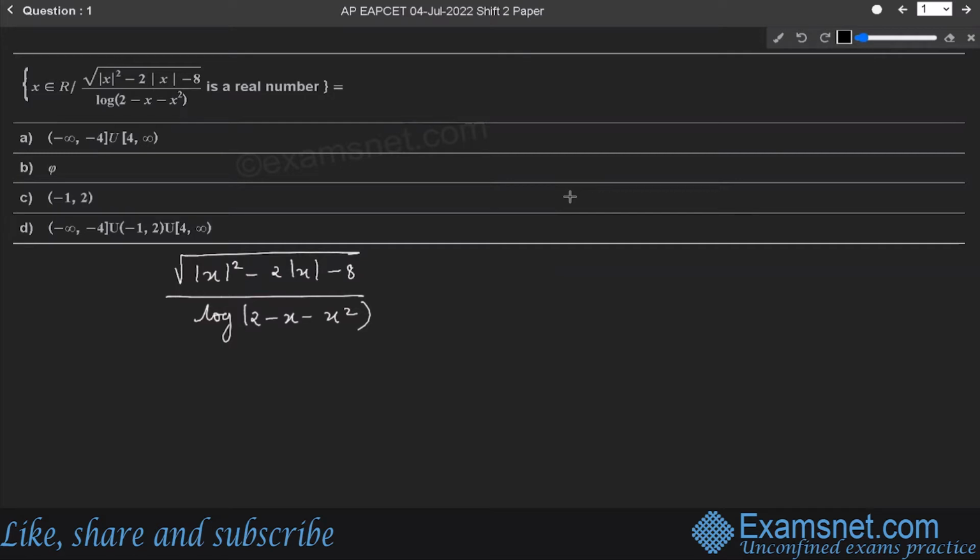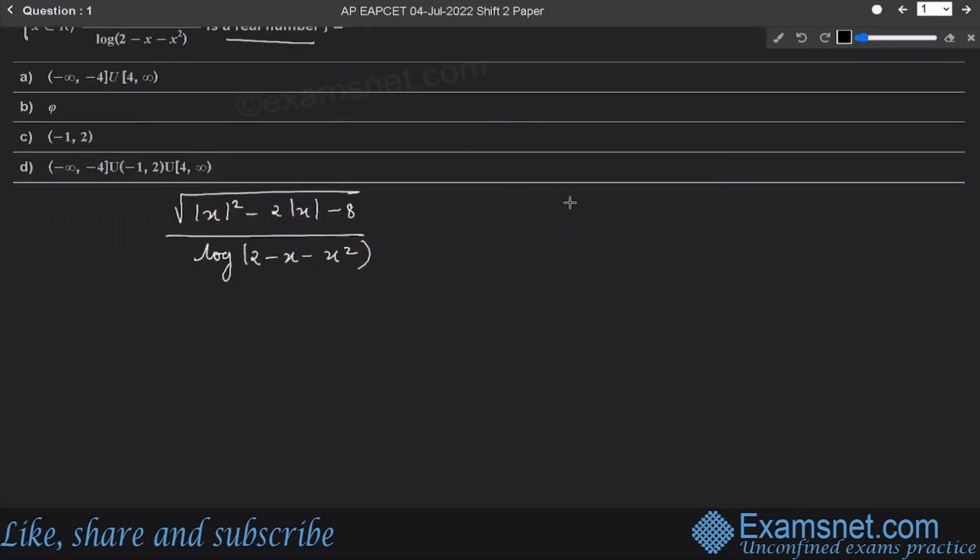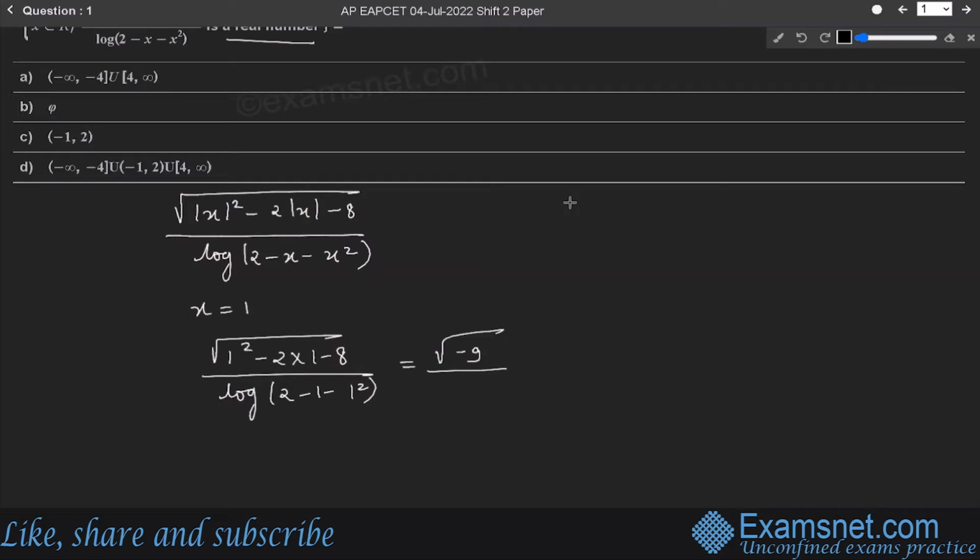So it is given that it is a real number. Since it is a real number, let us take x is equal to 1. If x is equal to 1, then it becomes under root of 1 square minus 2 into 1 minus 8 upon log of 2 minus 1 square. So numerator will be under root of minus 9 and denominator will be infinity. Since it is infinity, it cannot be defined.